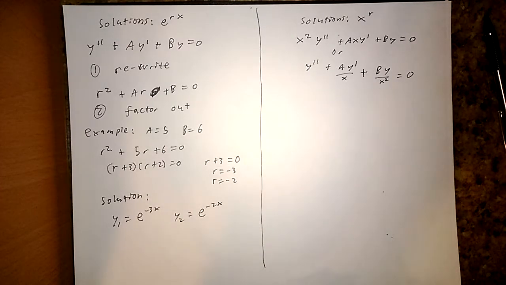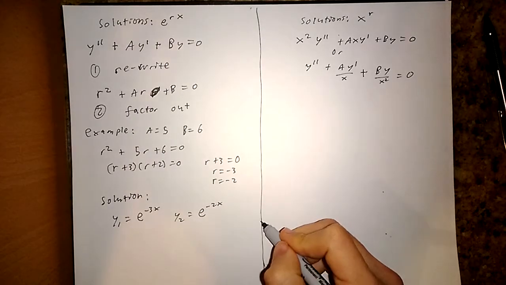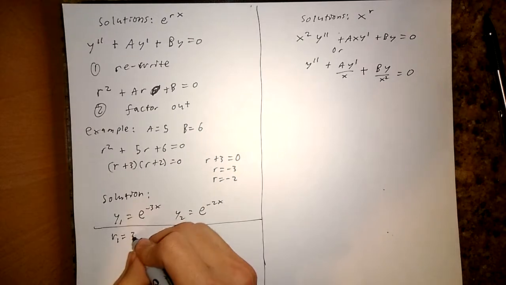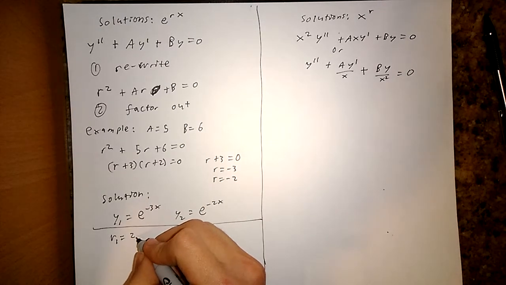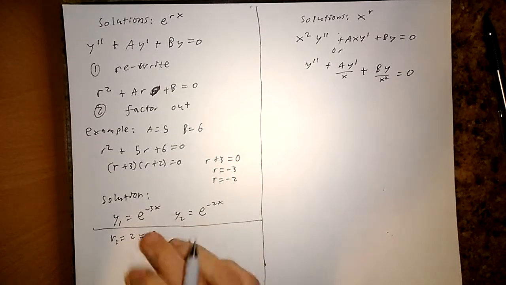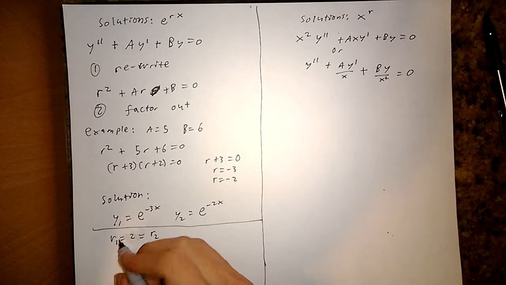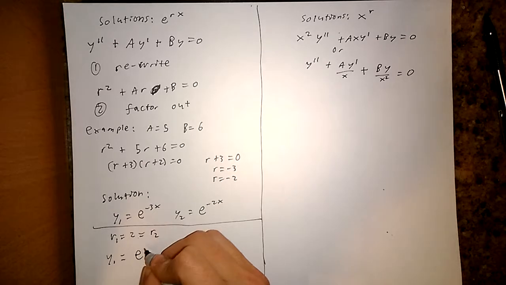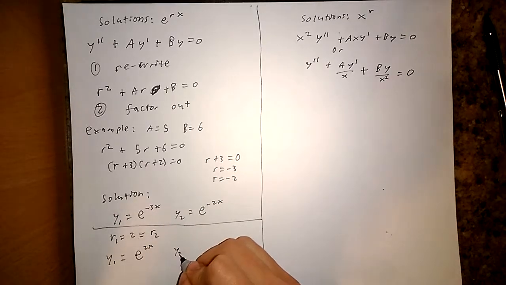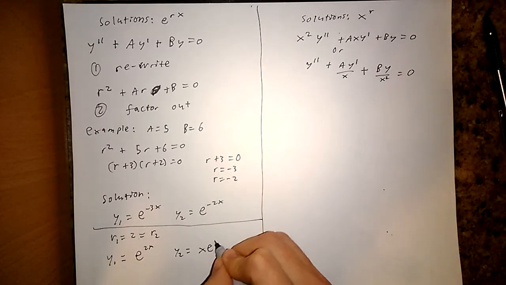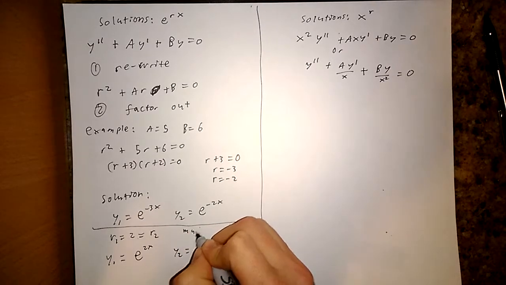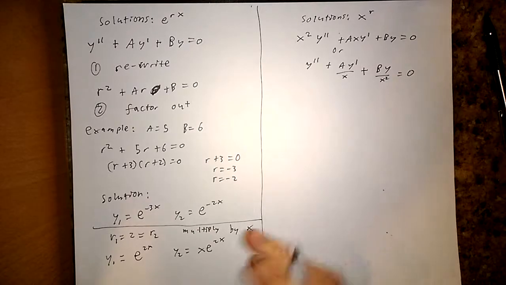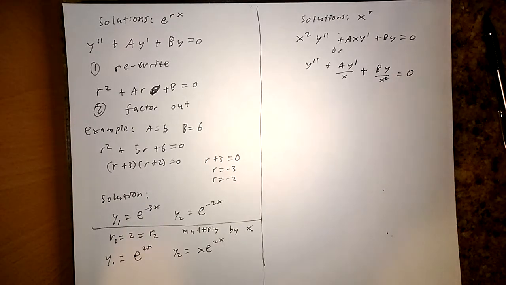Now, I'm going to go over what happens if your r's are the same. If you have r's that are exactly the same, r1 equals 2, which equals r2, this is what you do. Your solution is going to look like this: y1 equals e to the 2x, and our y2 is going to equal x e to the 2x. You're going to multiply by x, by one of them. Okay, so that's how you differentiate the two.